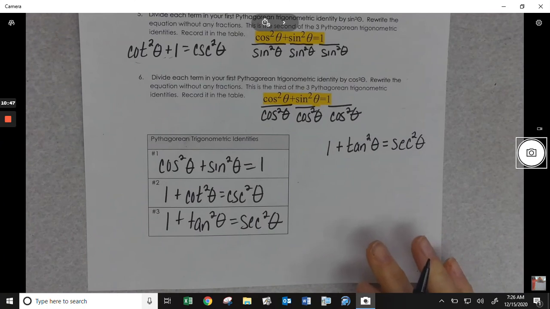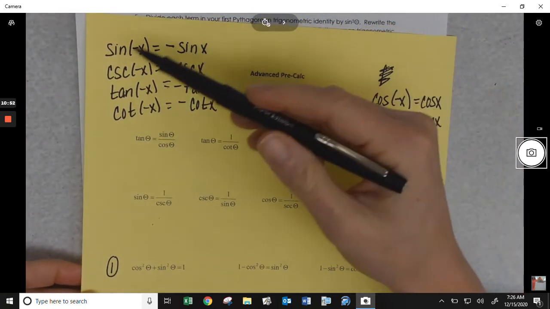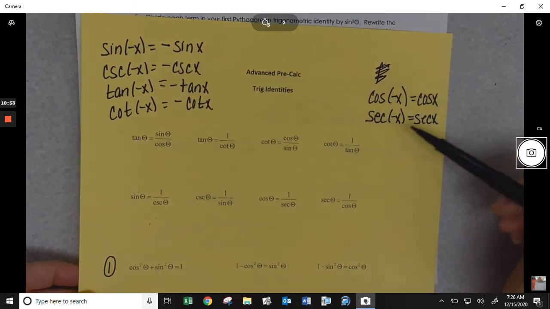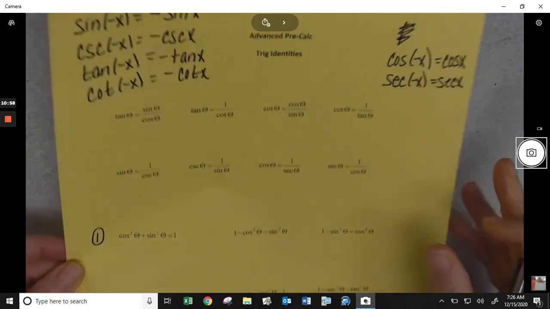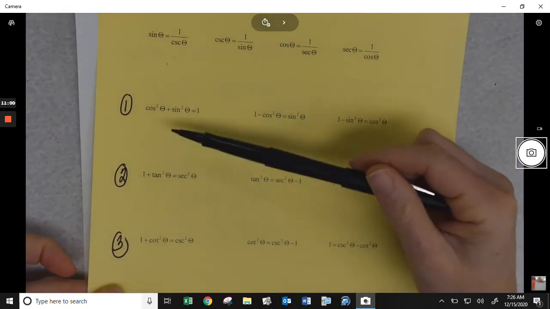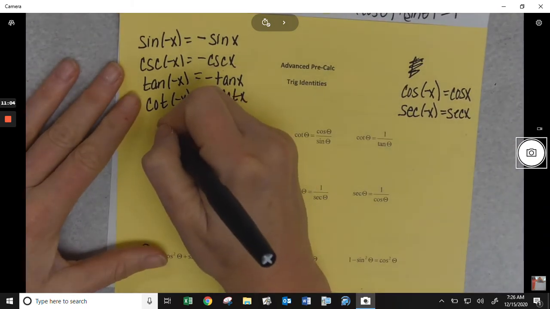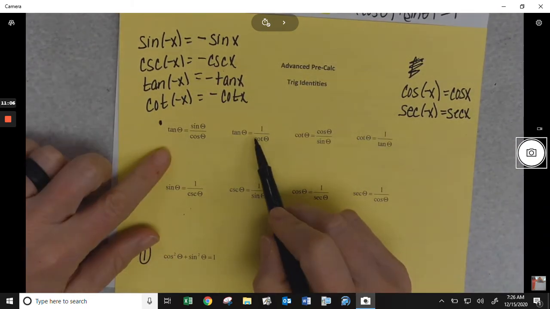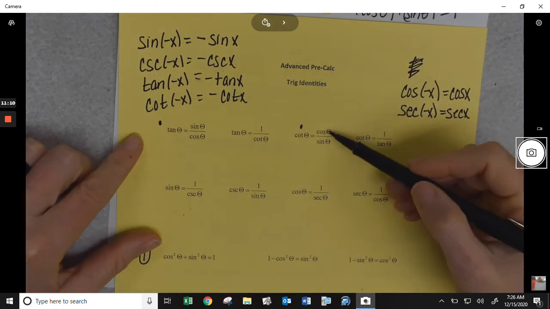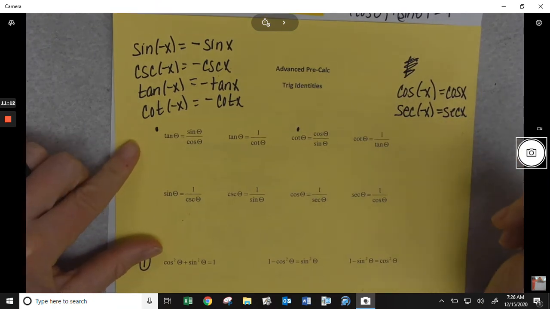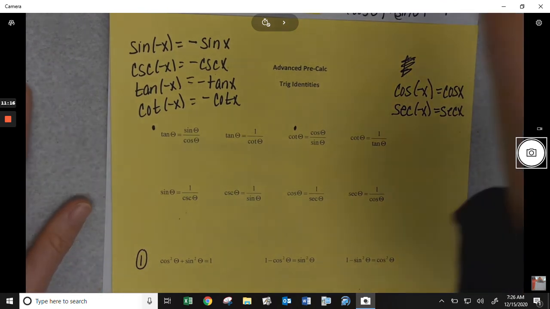All right, so just a quick review. We added our odd and our even facts at the top. These are ones we had before, and these three are new ones. I will say that this one right here is more popular to use than this one. Same thing here. This one right here I find is more popular than the one over there. So I hope that helps as we move to the trig identity unit.